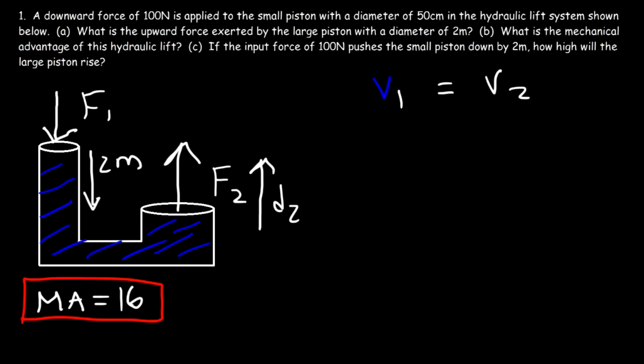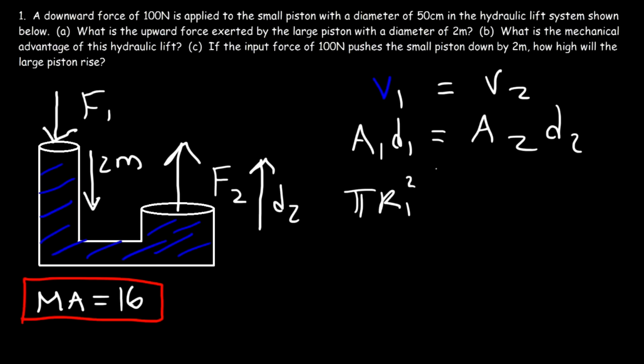The volume is the product of the area and the height. So V1 is A1 times H1, but we use D to represent the height. So you can say D is vertical displacement. So A1 times D1. And V2 is going to be A2 times D2. So A1, that's pi R1 squared, since we still have a circular cylinder. And A2 is going to be pi times R2 squared. So we don't need pi. We could cancel that in this problem.